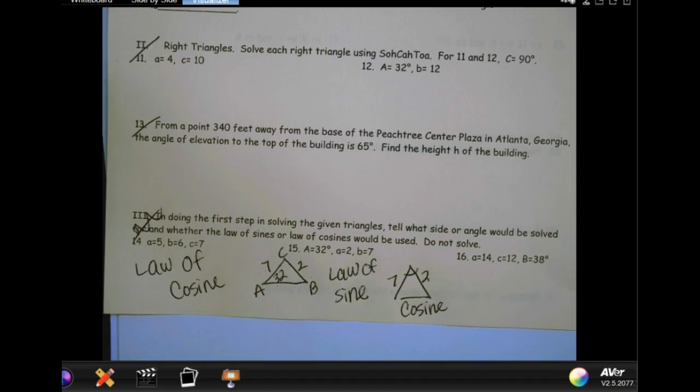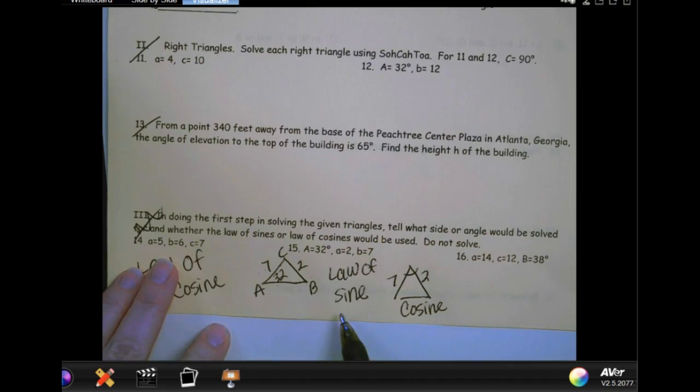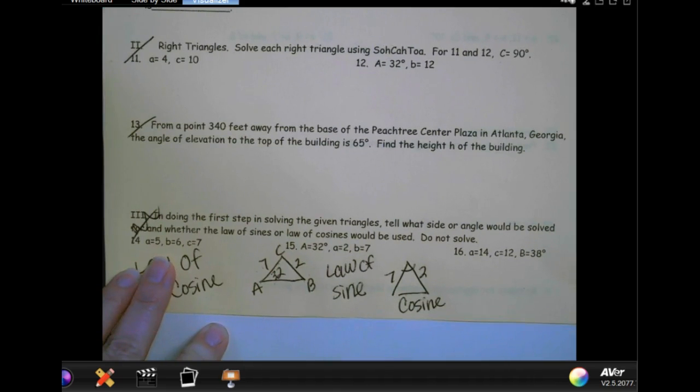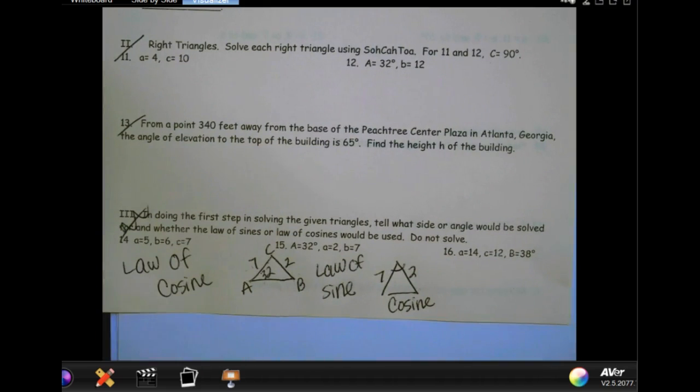Okay, get out your chart and memorize it. We're not playing with you. I'm telling you, if it's not included, it's law of sine. If it is included, it's law of cosine. This one is side, angle, side. Yeah. All right, so what's the next one?